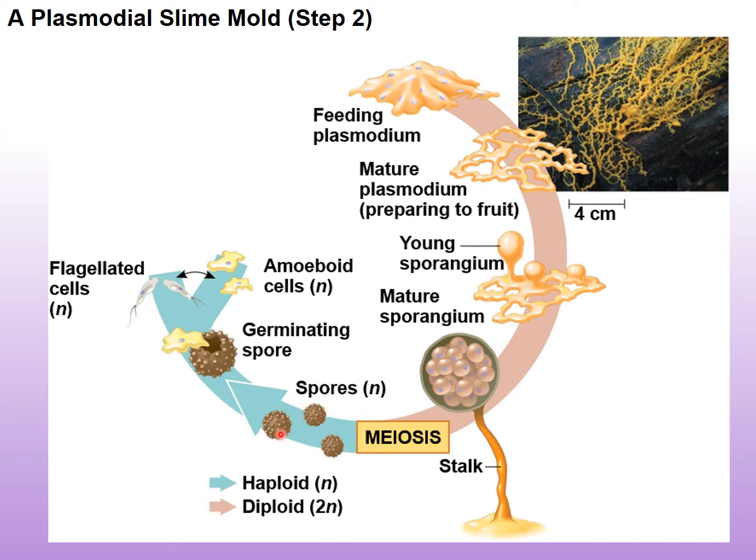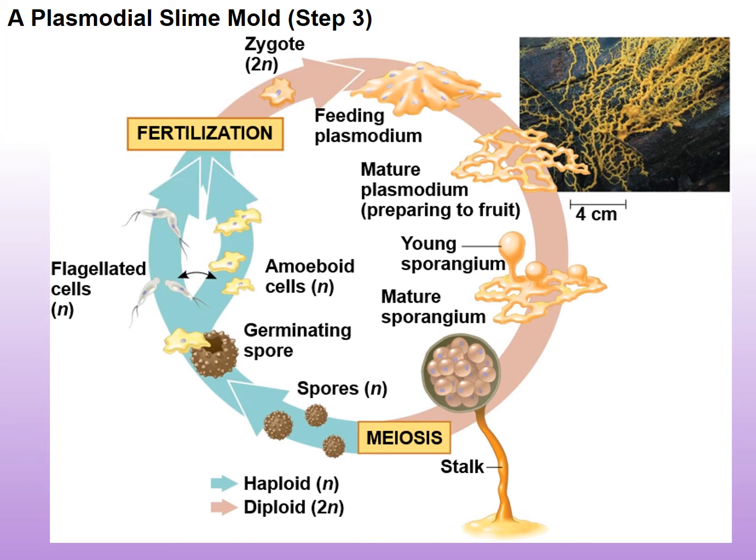The spores are going to be released into the environment, and if the environment is healthy, it will germinate. And it can germinate to produce flagellated cells or amoeboid type cells. These can fuse, which is fertilization, and then develop into a diploid zygote, and then of course mature back to a feeding plasmodium.